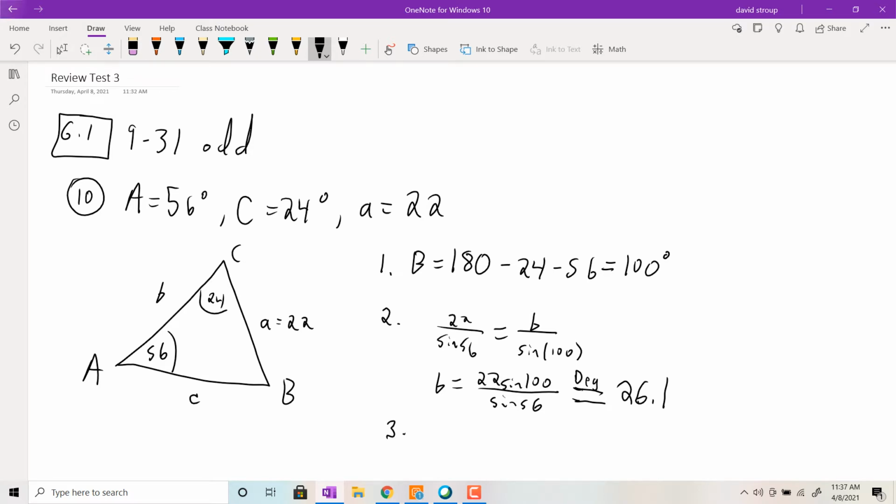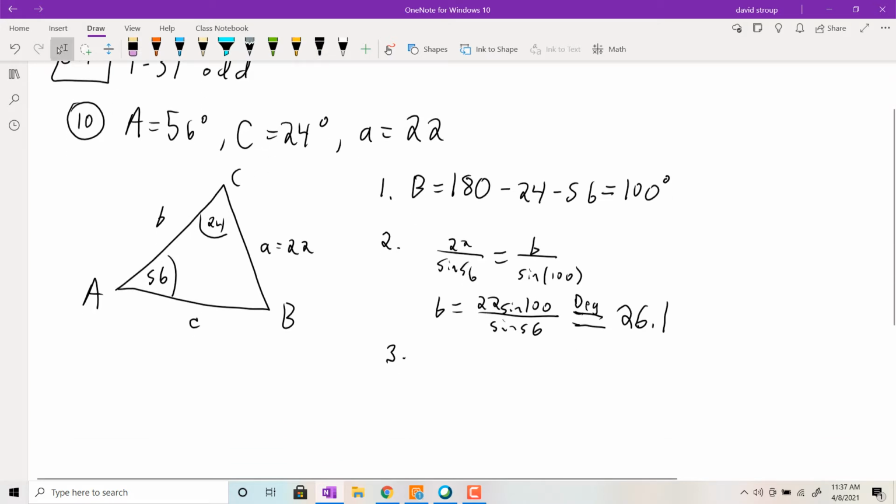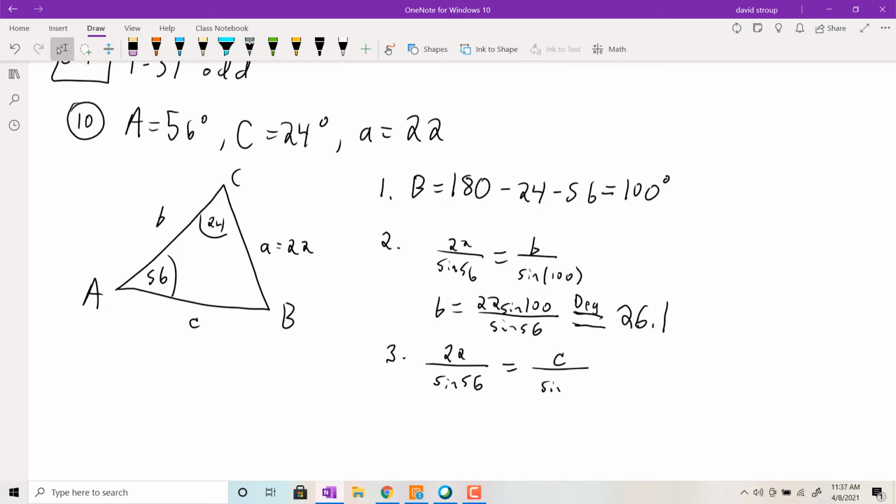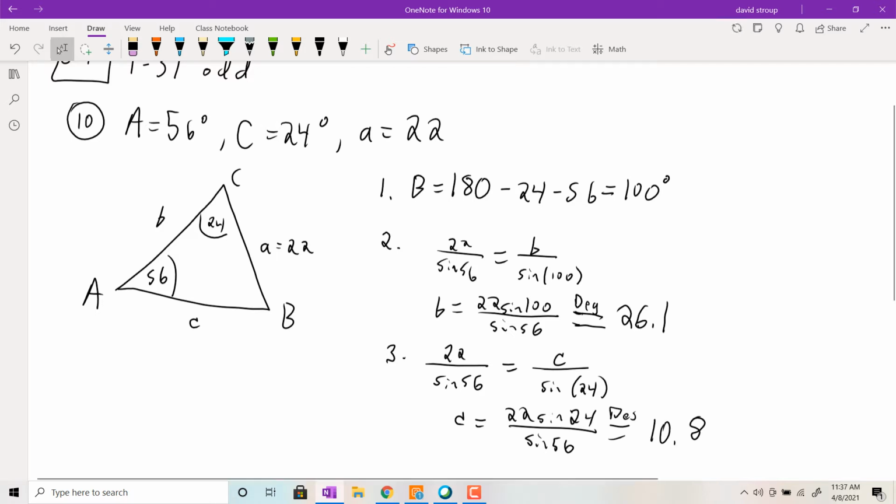Let's get our hands on the final unknown, which is the c value. So again, we'll work with the a. Little a and big A, we know that, and then on the other side we'll put little c, and we know big C is 24. Again, just multiply both sides by sine 24, you get 22 sine 24 all over sine of 56, and put that into your calculator, make sure you're in degrees, and I got 10.8. You can verify that with your calculator. Make sure you're doing it correctly.